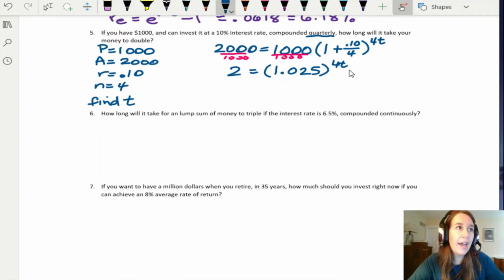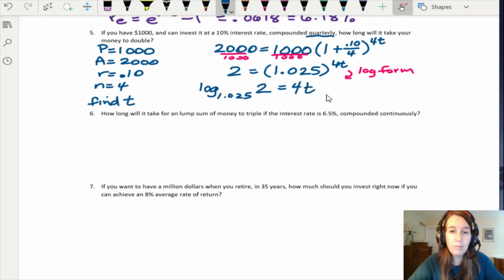Okay, now we're going to turn this into log form to be able to solve. So we do log, remember the base remains the same, 1.025, and then switch the location of the other two things. So log base 1.025 of 2 equals 4t. Okay, now the t is easy to solve for because we just put this log into our calculator and divide by 4. That's why we practice so many log equations in the past.